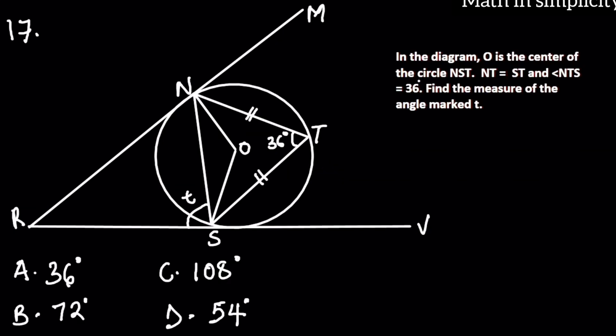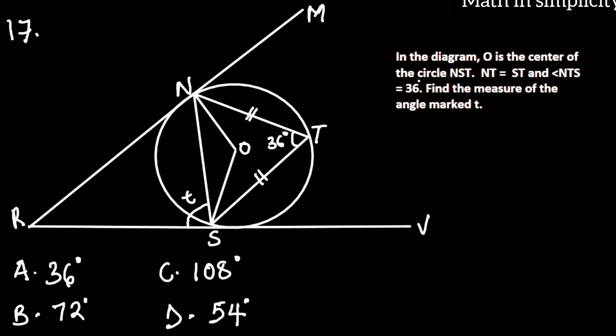Alright, for question number 17, we have that in the diagram, O is the center of the circle NST. The line NT is equal to the line ST, and angle NTS, that's angle T there, is equal to 36 degrees. Find the measure of the angle marked T. So we're looking for this angle T.